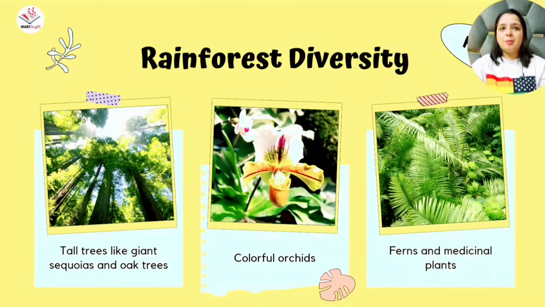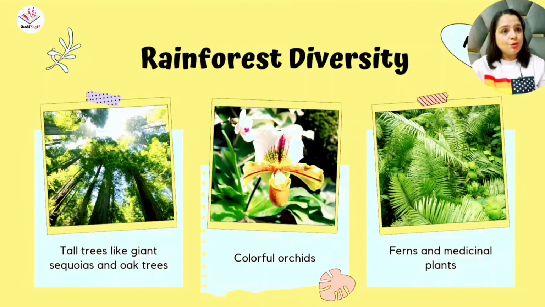Let's learn more about rainforest diversity, which talks about the flora and fauna. Flora and fauna means plants and animals. It has tall trees like giant sequoias and oak trees, colorful orchids, which you can see in this picture, and ferns and medicinal plants.